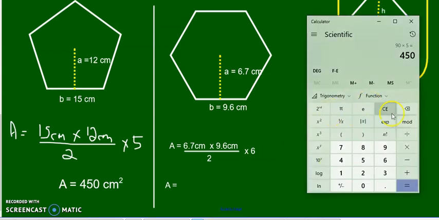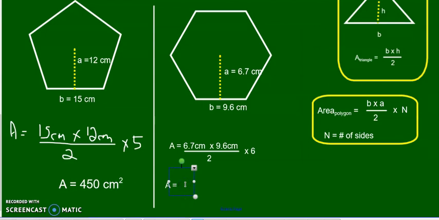So let's calculate that. It's going to be 6.7 centimeters times 9.6 centimeters, divided by 2, which is 32.16 centimeters squared. That's for one triangle, but there are 6. So multiply that by 6, and you get 192.96 centimeters squared. And that's the answer here. So it's basically the area of a triangle times the number of sides.